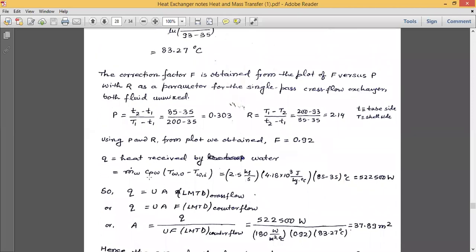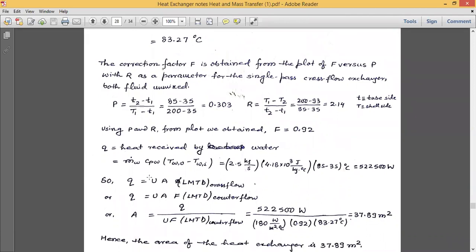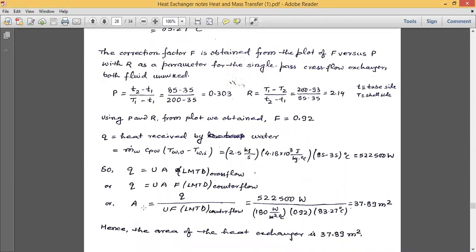Now you know the LMTD value. Now you are going to determine the amount of heat transfer taking place. We used m Cp dT, and by substituting the data, you know the amount of heat, 522,5000, that needs to be transferred. So Q is equal to U A LMTD cross flow, where LMTD cross flow is F times the LMTD for the counter flow. U is given as a constant value, and Q you know. So we find what area is needed. Hence, this is the answer.